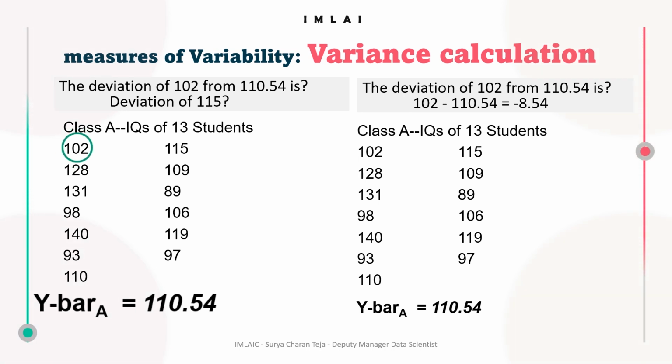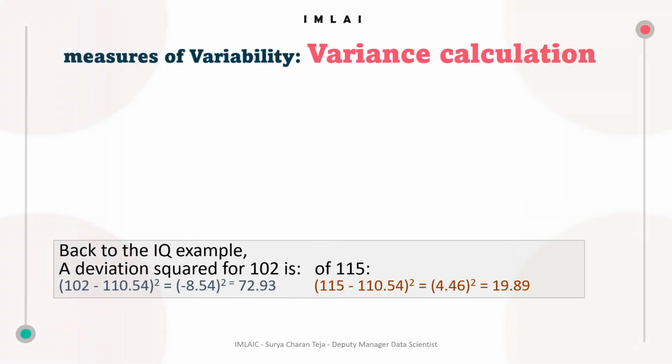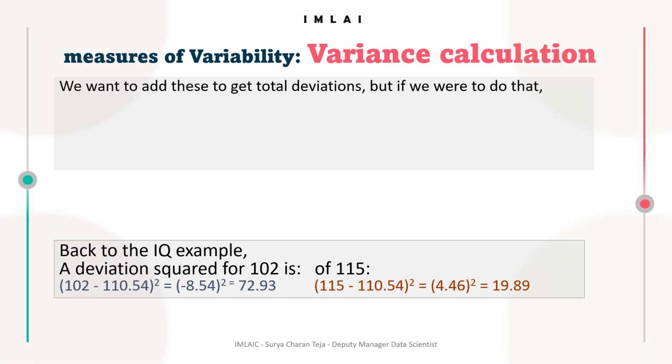Once you have the individual values of deviation, now it's time to calculate the variance. So how do you do that? Now we want to add these to get total deviations, but if we were to do that, we would get a zero every time, because on the left side of the mean all values would be negative, and on the right side all values would be positive. When you add negative to positive, at the end of the day you would get a zero every time. So what will we do now?